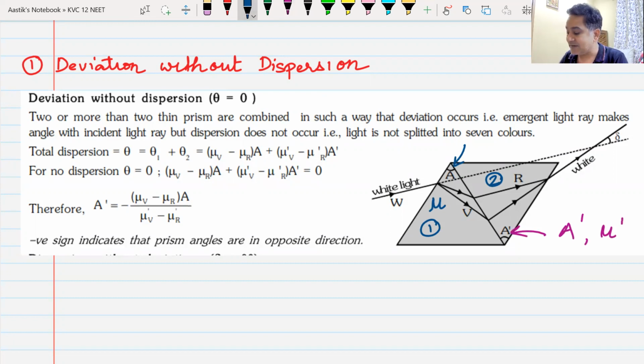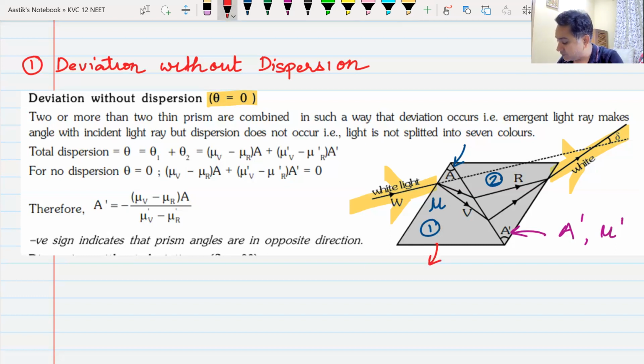Now what happens in deviation without dispersion? Your angular dispersion is zero. That means here you are having white light which is coming in, and at the outlet, you also have the white light which is going out. So white light after refraction from two prisms emerges out as white light. This is known as deviation without dispersion. Do we understand this? Yes, sir. So the white light has deviated, but it has not dispersed.